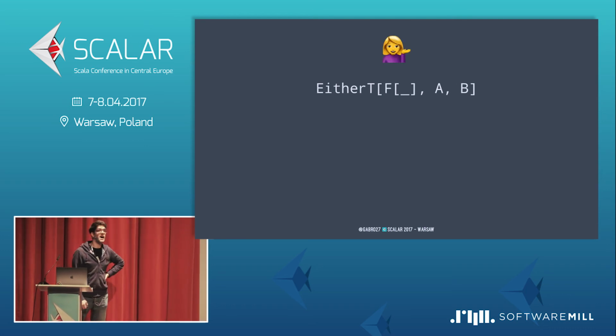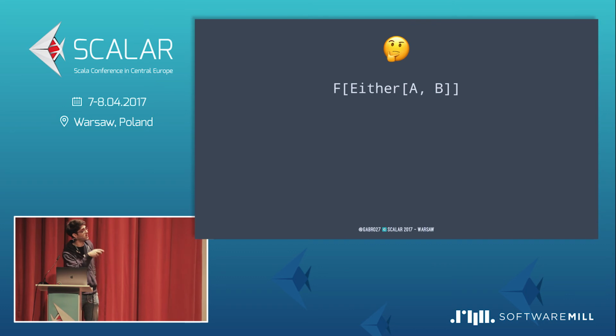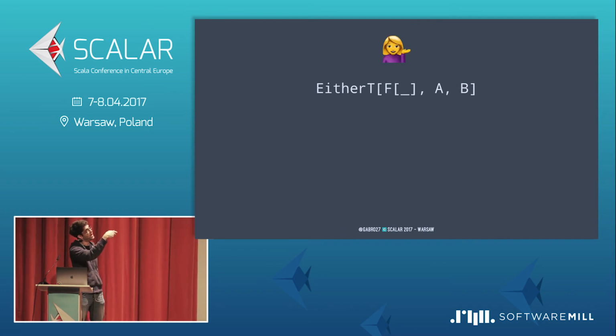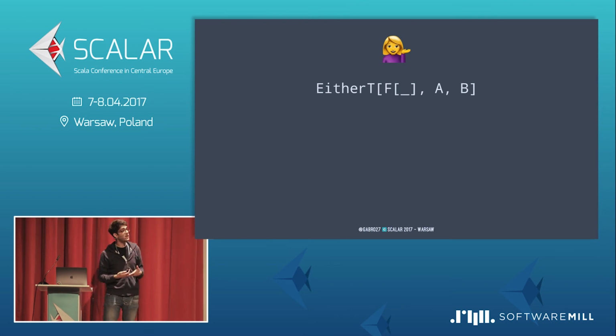Probably, because there is an EitherT, which is another transformer that essentially does the same thing as OptionT, but since Either has two parameters, it carries them along. So you have EitherT of F, which is the wrapping monad, A and B. So EitherT represents the transformation of an Either when you apply something on it, like a Future in this case.